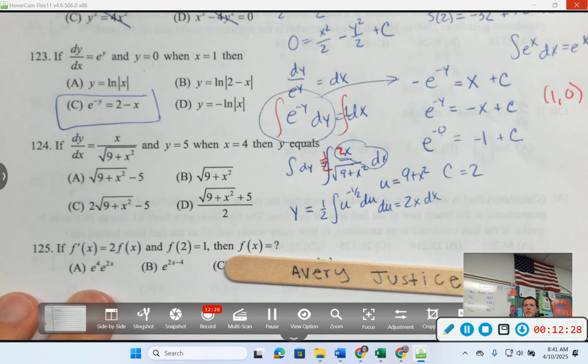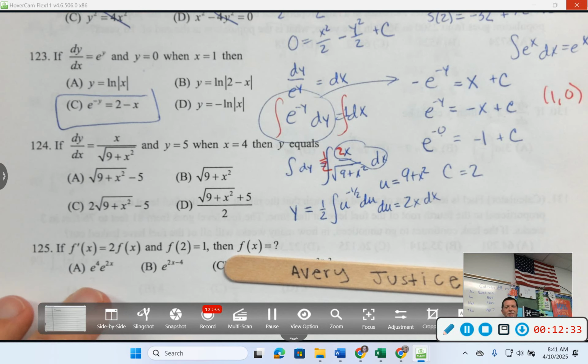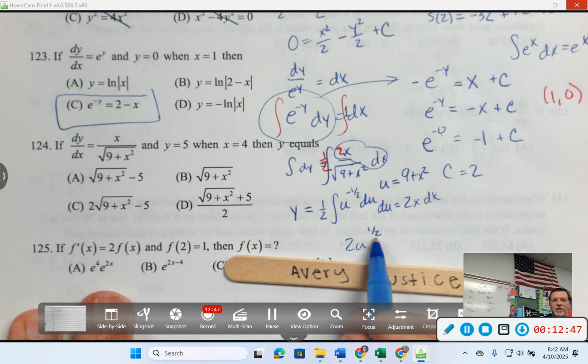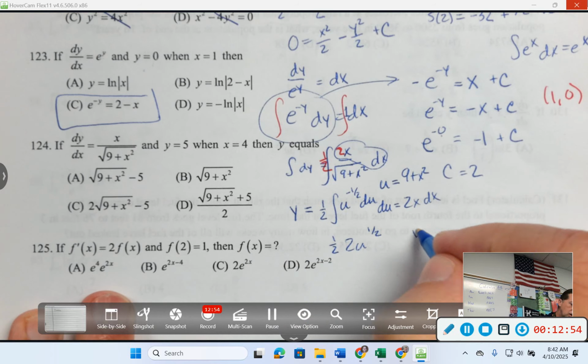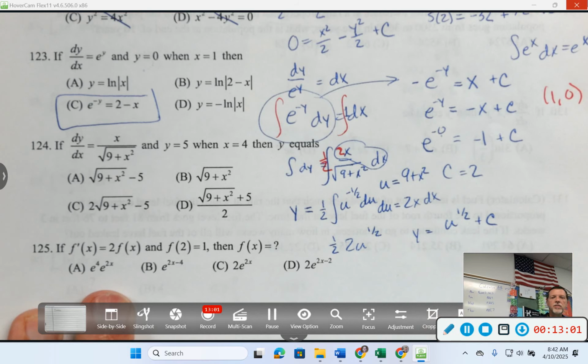Just a power rule. It's always dangerous to imply something is easy and then call on someone. Put Avery on the spot. So Avery, what's the antiderivative of u to the negative 1/2? 2u to the 1/2. Increase the power by 1, divide by the new power. She answered my question. Hopefully she remembers that there's a 1/2 out front as well. So that's u to the 1/2 plus c.